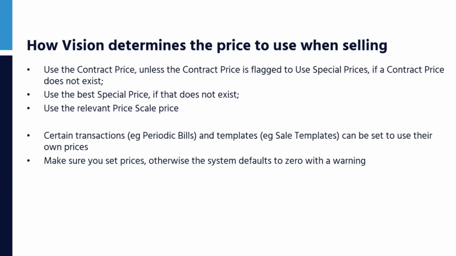If you have a situation where a customer has, say, price scale X, but the item that you're selling doesn't have a price against price scale X, then the system will default to a zero price with a warning. So again, if you've got your best practices in place, you shouldn't have those situations, but you can get into a bit of strife. If you're on autopilot and you ignore the warning, you're going to sell the item for zero price.